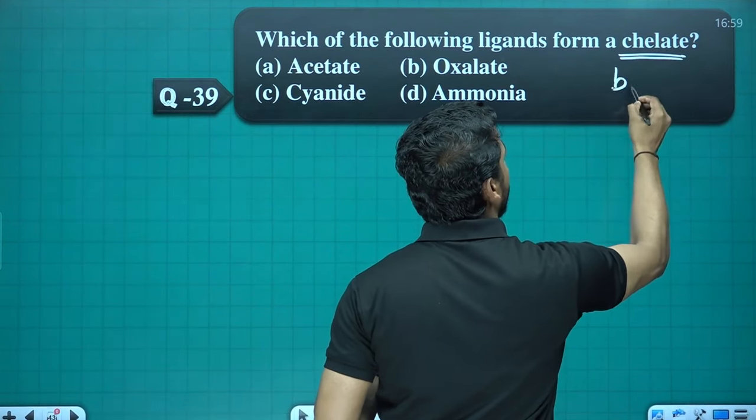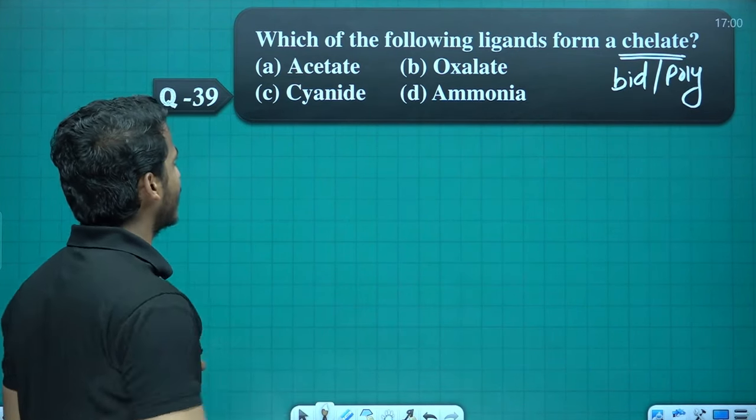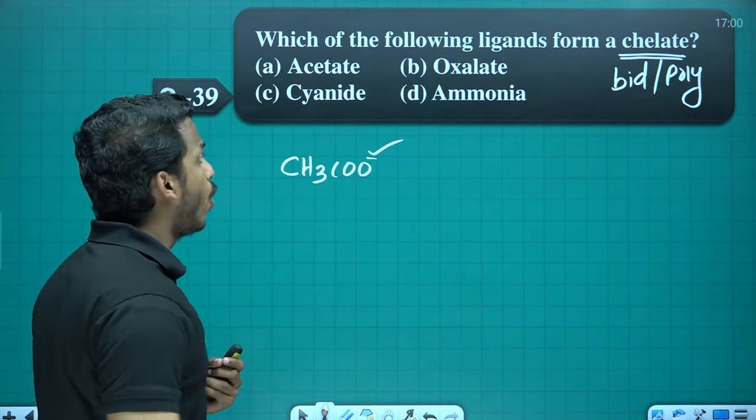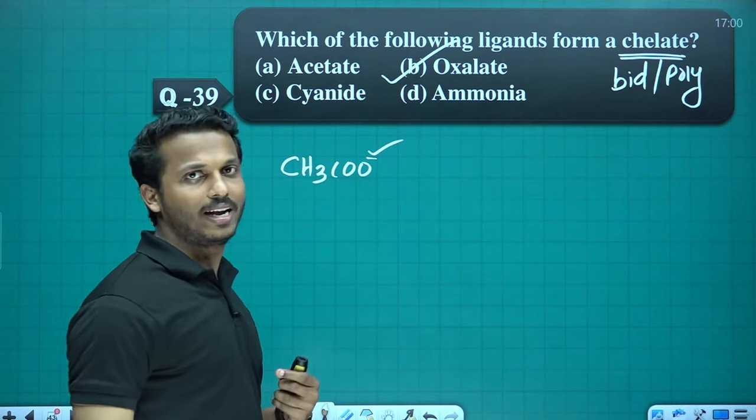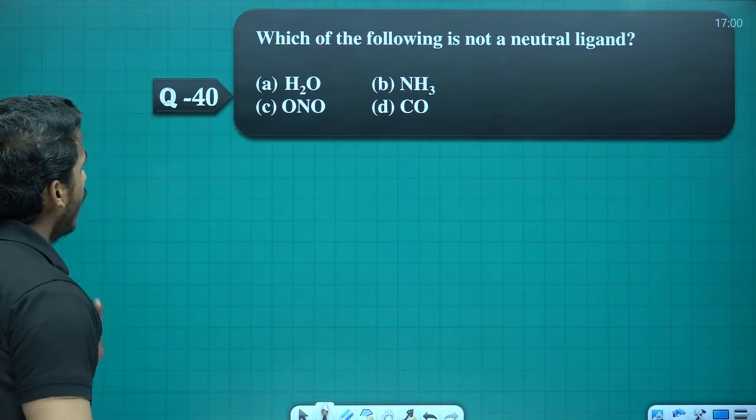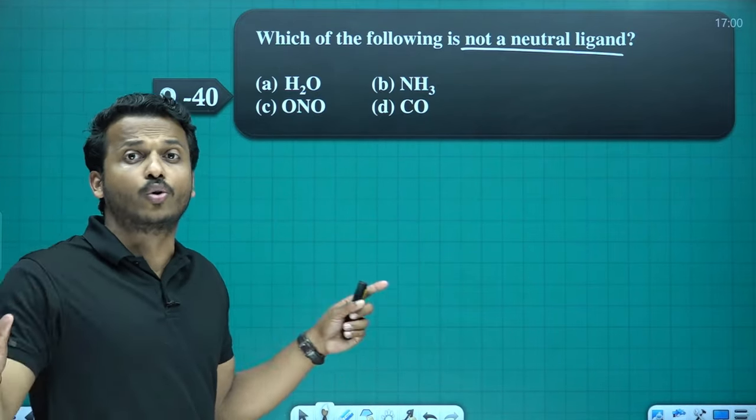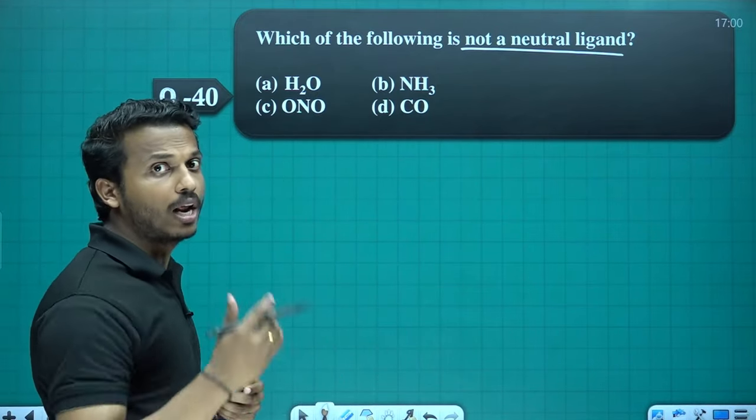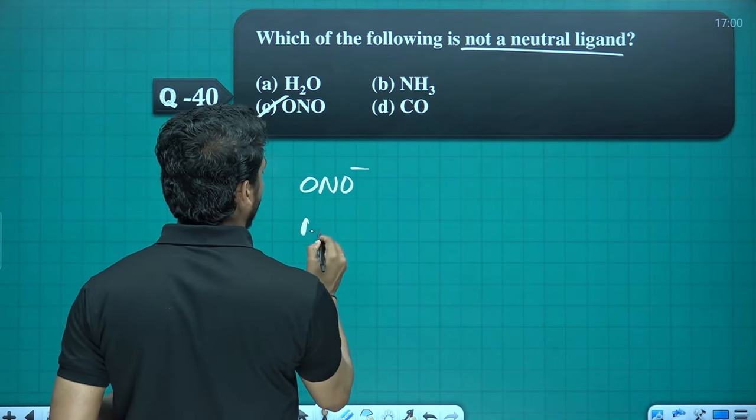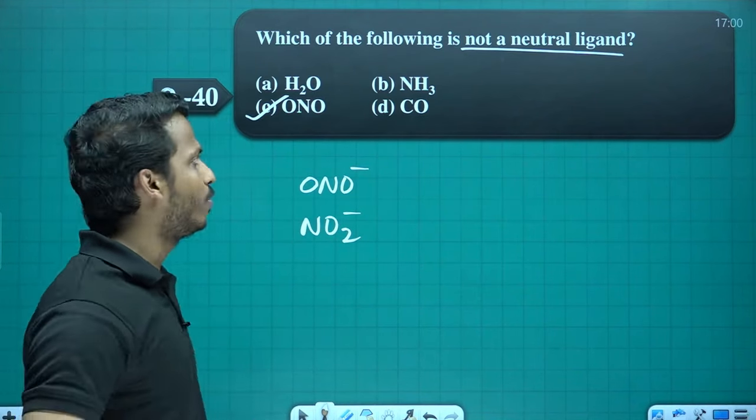Which of the following ligands form a chelation? Chelation is formed by bidentate or polydentate ligands. Acetate is CH3COO minus, a monodentate ligand. Oxalate is a bidentate ligand. Cyanide is monodentate, and ammonia is also monodentate. Which of the following is not a neutral ligand? Aqua is neutral, amine is neutral, ONO minus and NO2 minus are all negatively charged ligands, and the carbonyl ligand is also neutral.